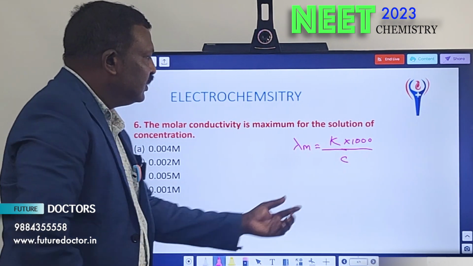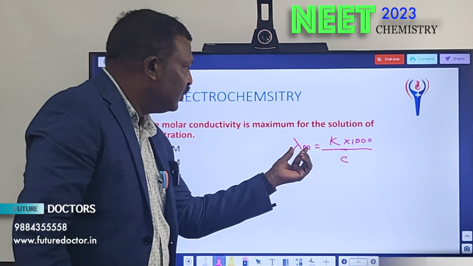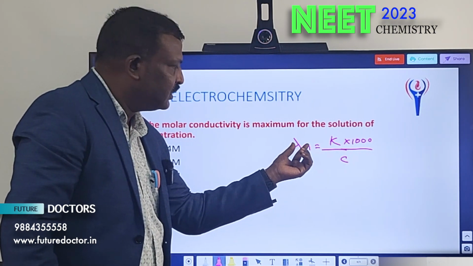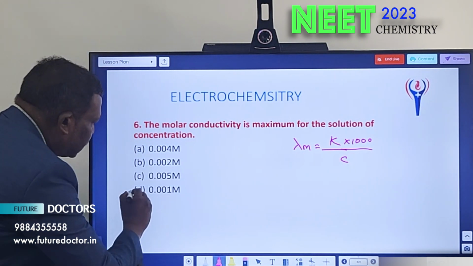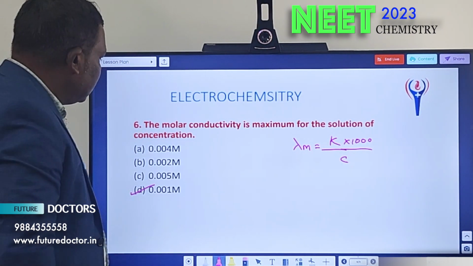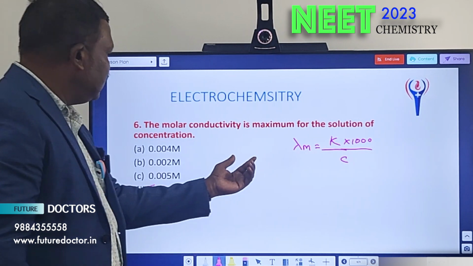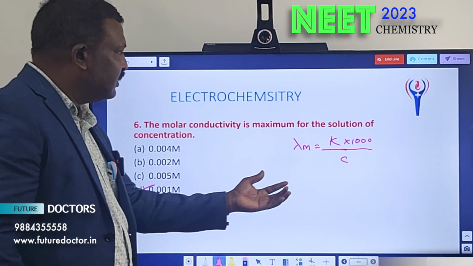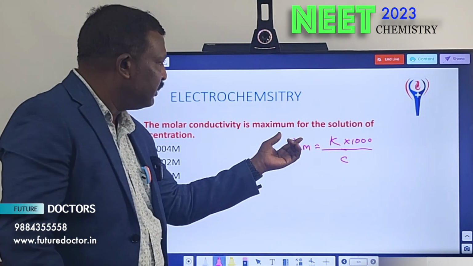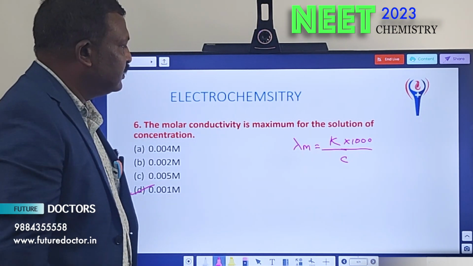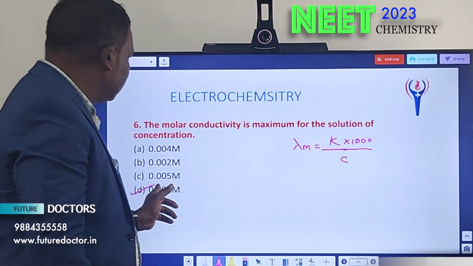Okay. So, least concentration having more molar conductivity. So, least concentration. Who is least concentration means what? Option D is the correct one. Are you following? Okay. This is the least concentration. So, any solutions having least concentration means more or maximum molar conductivity. So if you know this relation, we can able to find out the answer.